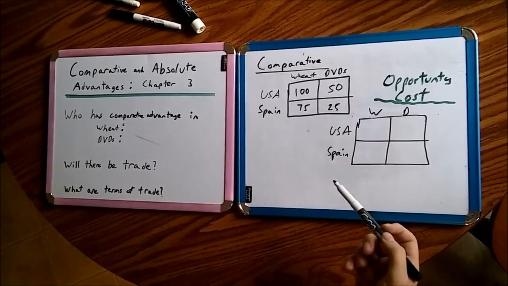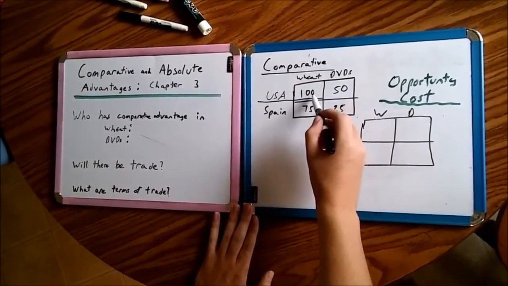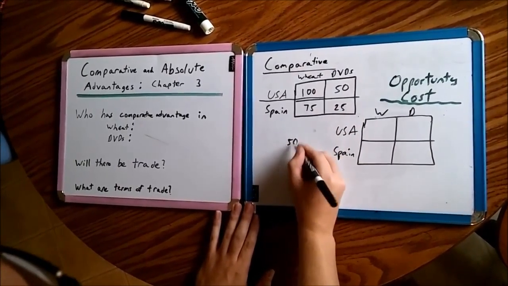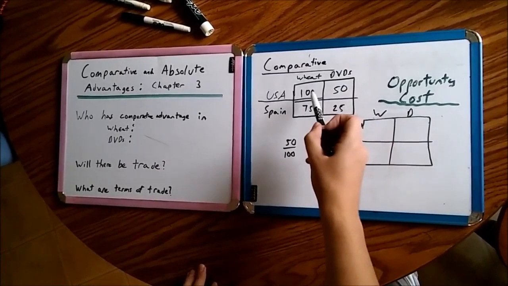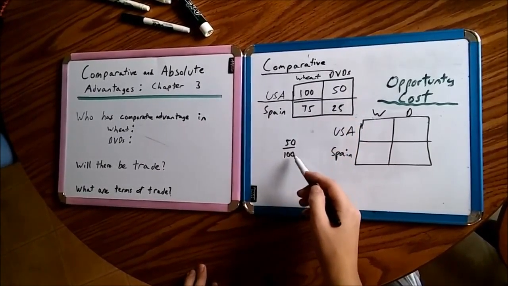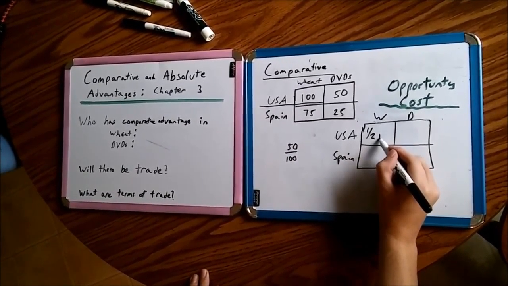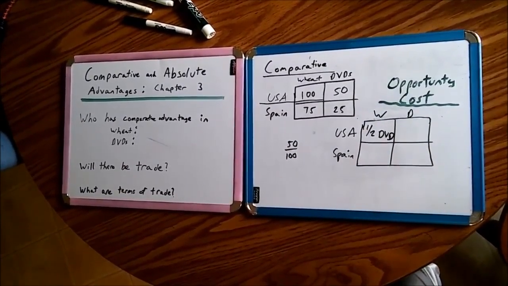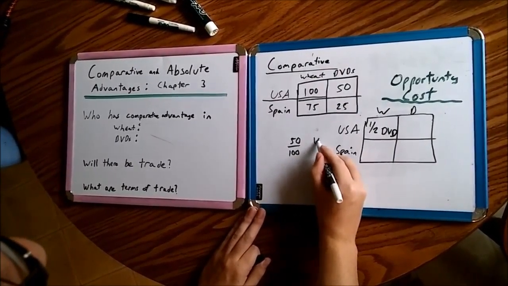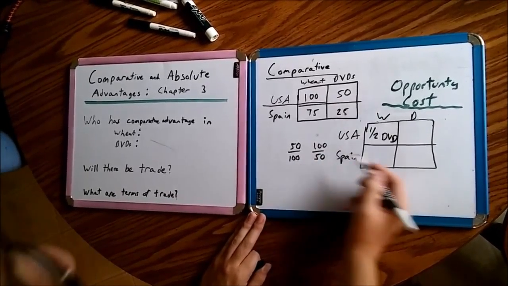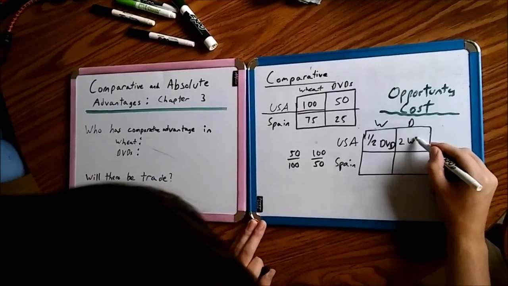So a simple way to do that is computing within each country 50 over 100. Meaning that if you wanted to produce one more wheat, you would give up 50 over 100, or 1/2 DVD. Same thing if we're looking at the other one, we'll just do the reciprocal of it and do 100 over 50 and say that if you want to produce one more DVD, you've got to give up 2 wheat.